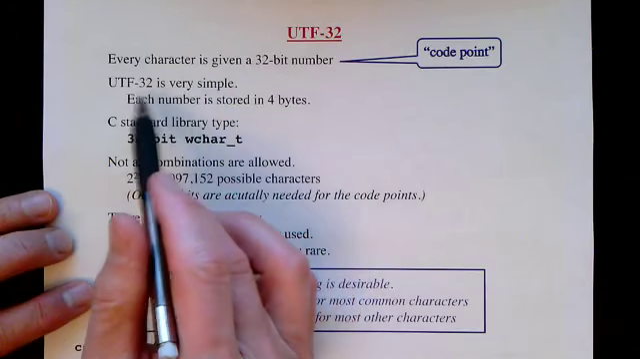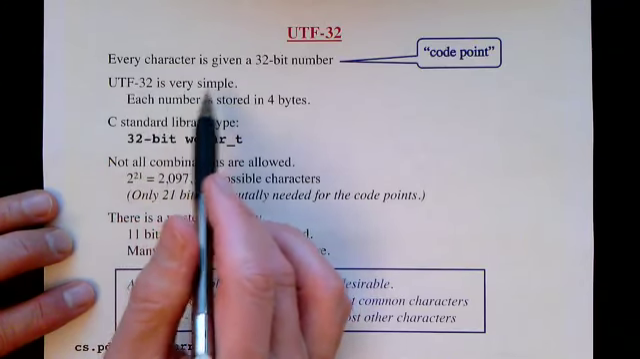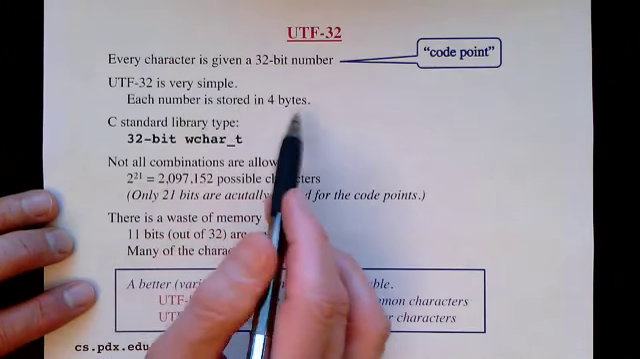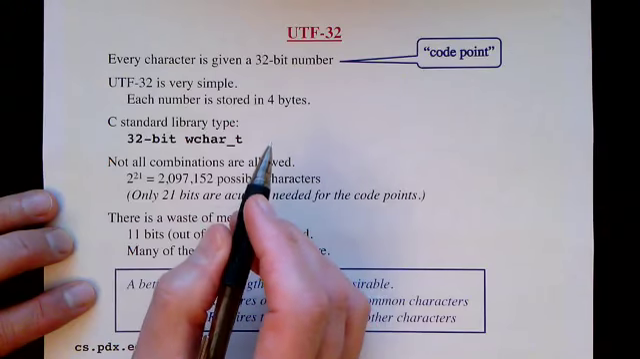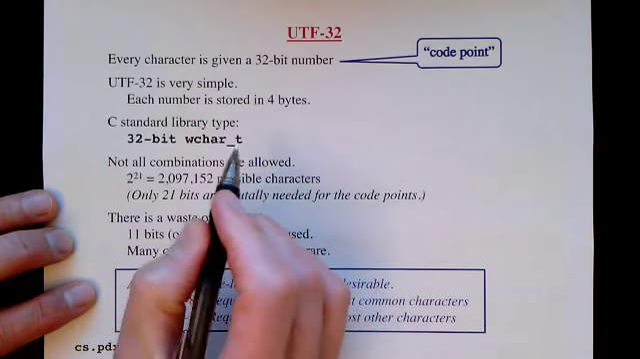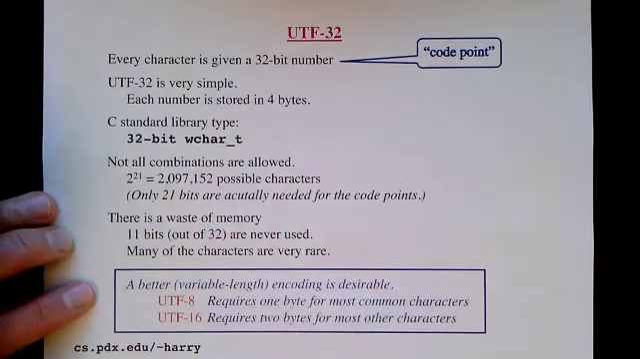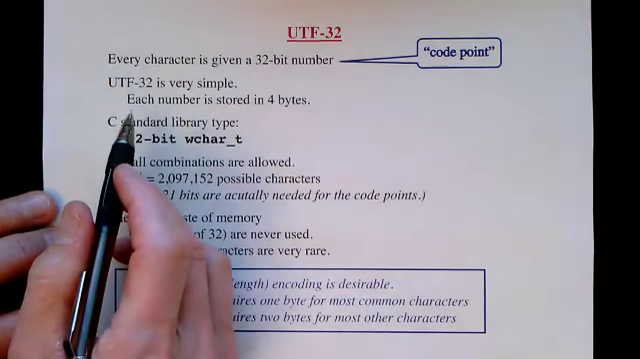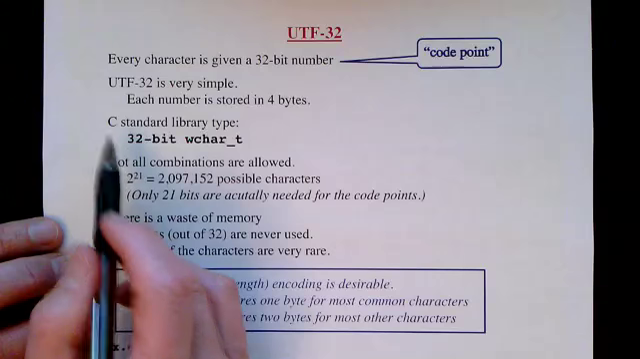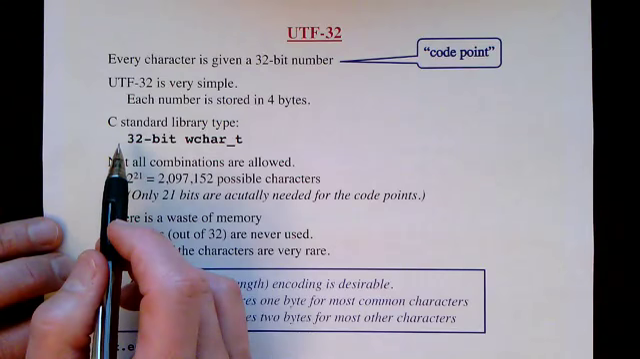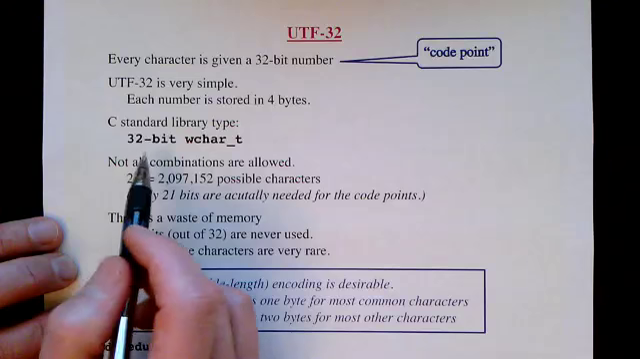So that's the code point for the letter K, the number 107. So the UTF-32 encoding is just very simple. We store each number as a 4-byte unsigned integer. So we use 4 bytes for every character. It's a bit wasteful, but there you have it. It's simple, and every character is stored in the same number of bytes. There's some support in the C programming language for this representation, and you can go and check that out if you want to.